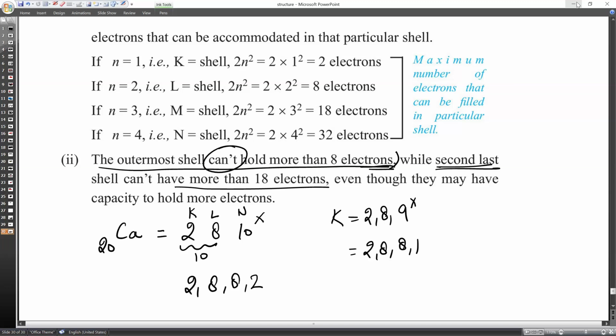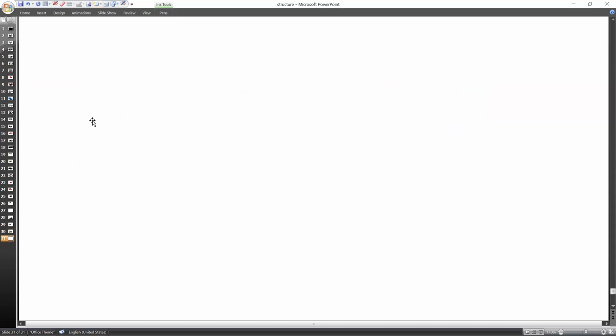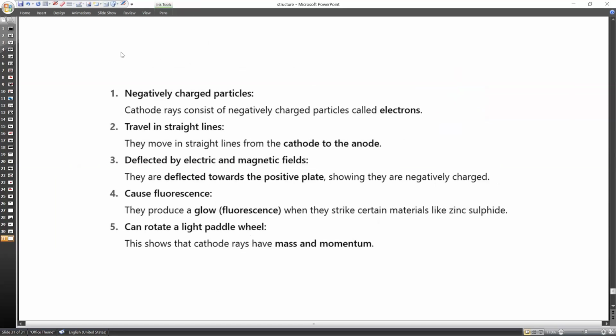So you have to start writing the properties of cathode rays. Cathode rays are negatively charged. Write down the properties of cathode rays.